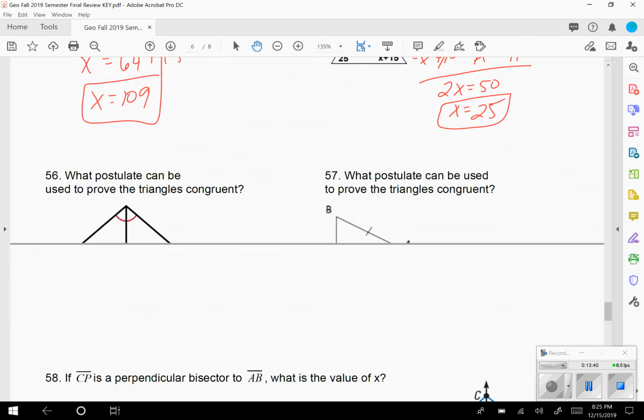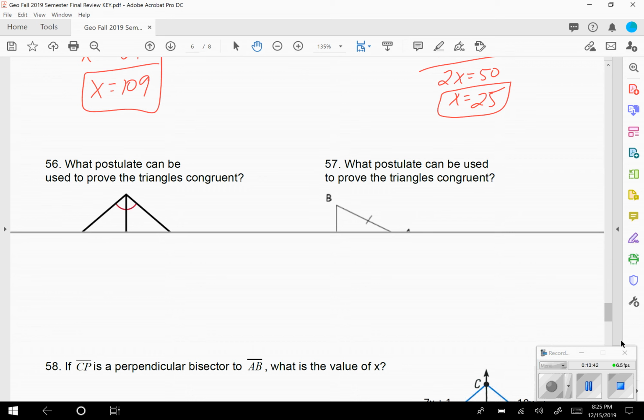All right. It says here, what postulate can be used to prove the triangles are congruent? So let me actually get my copy of it here. Yes, I need to fix these drawings. This should be good on your paper, but on mine it got cut off for some reason.